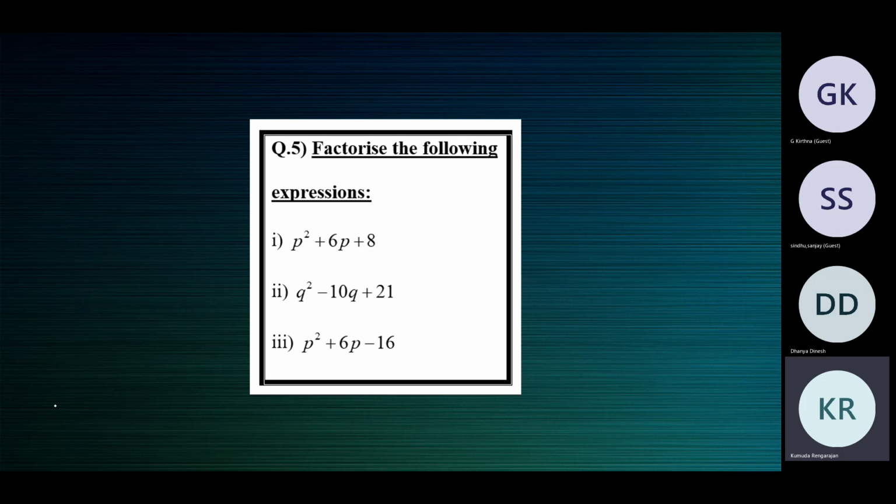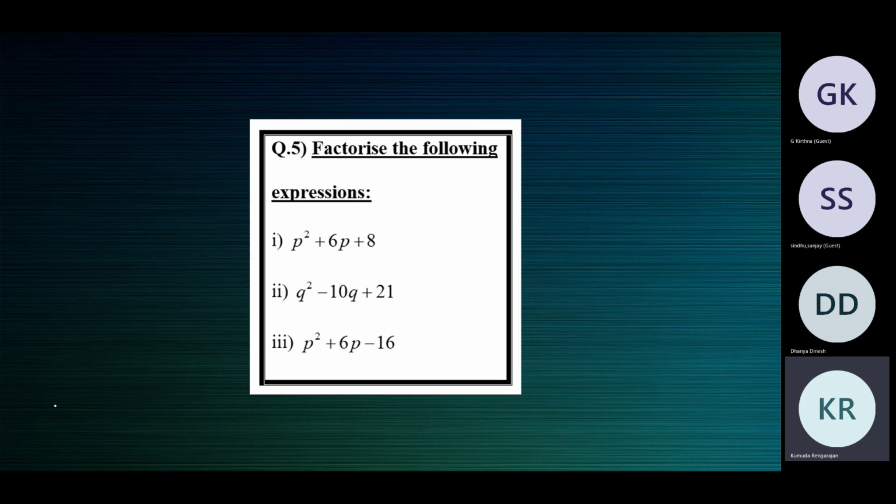The first term p squared is p the whole square. But 8 is root 8 the whole square, children. We'll not go to that level now. For you, it's not a perfect square. No natural number into itself will give us 8. There is no natural number which when multiplied by itself can give us 8. Like 1 into 1 is 1, 2 into 2 is 4, 3 into 3 is 9. So 8 is not a perfect square.